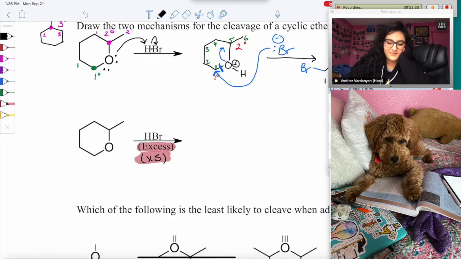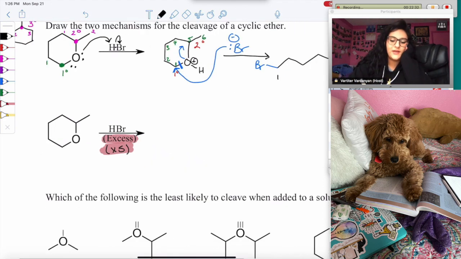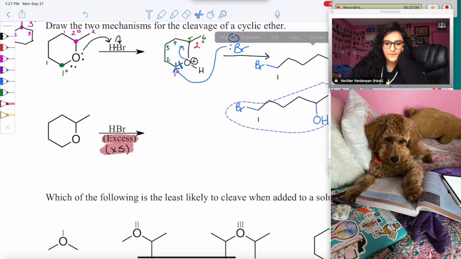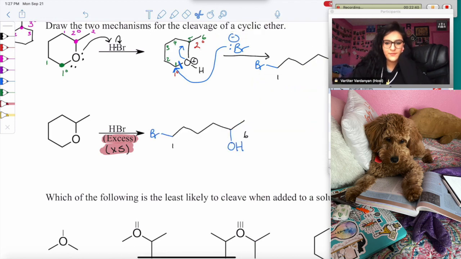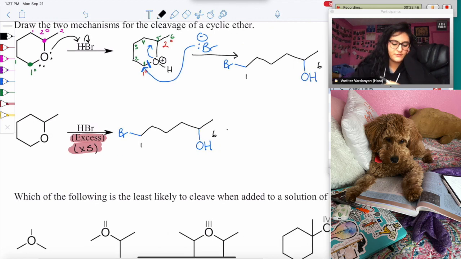In the first step, we're actually going to make the same product, so I'm just going to duplicate it. We did the exact same thing. But now at this point, we have excess HBr, so we have another molecule of HBr, and now I'm going to write that in red.